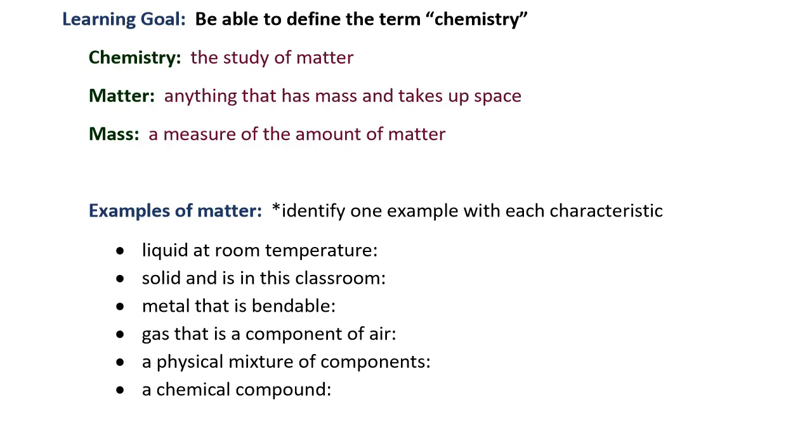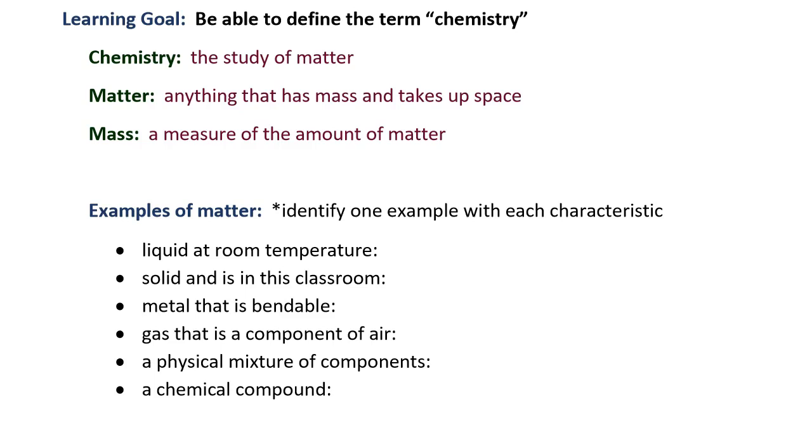If chemistry is the study of matter, then we need to know what matter is. Matter is anything that has mass and takes up space. Well, this definition involves the word mass. So what does that mean? Mass is a measure of the amount of matter.